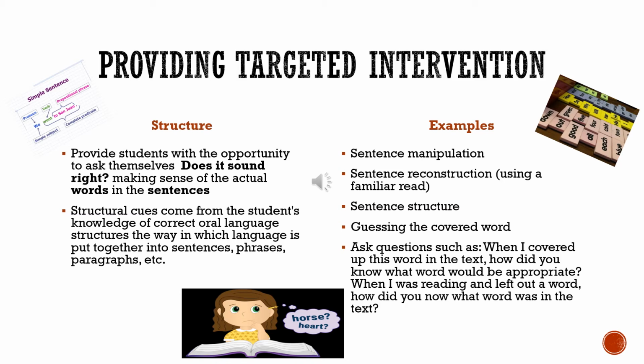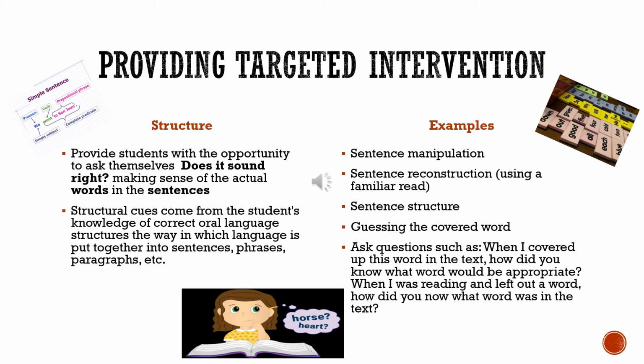Providing targeted intervention to support structure miscues looks like the teacher providing students with the opportunity to ask themselves, does this word sound right? So students make sense of the actual words and sentences. Some examples include sentence manipulation, such as moving words around in sentences to see what makes sense. Another is sentence reconstruction, using a familiar read so students have an idea of how sentences should sound from the beginning. Also, practicing sentence structure so that students know the parts of a sentence and why they are important.